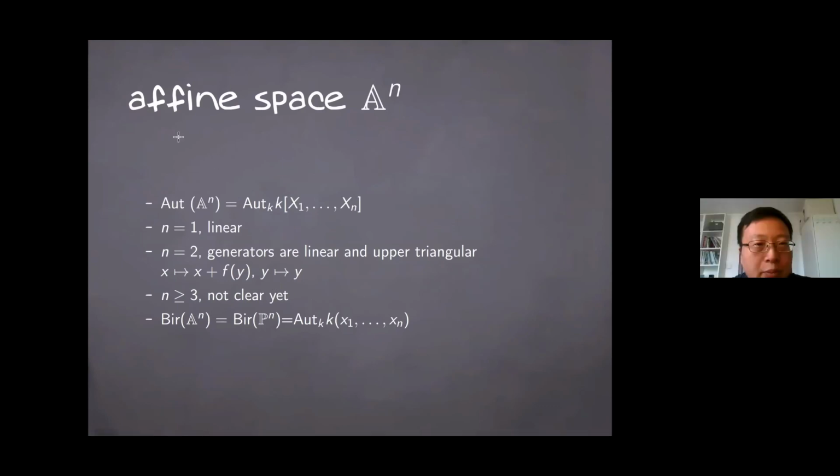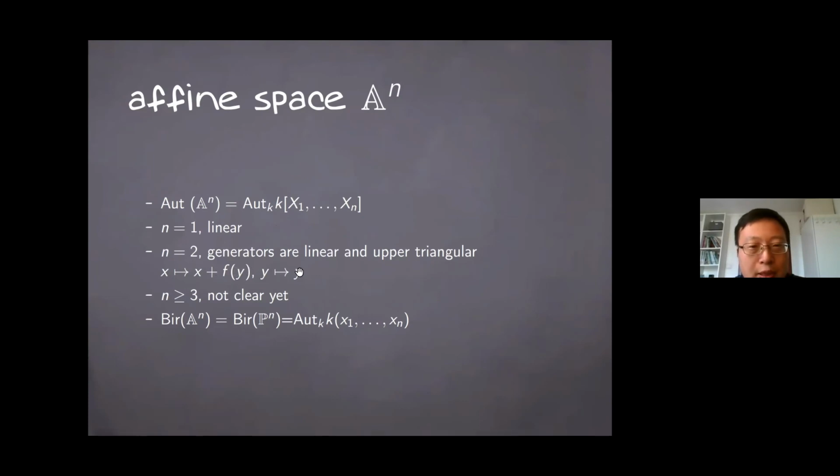So people are also interested in some open varieties, for example affine spaces. If we consider automorphisms of A^n, for algebras, it's just K-automorphisms of the polynomial ring of n variables. If n equals 1, this is clear. The automorphism is just linear: ax plus b, where a is non-zero and b is any element in the field K. If n is 2, this is also clear. There's an algebraic proof.